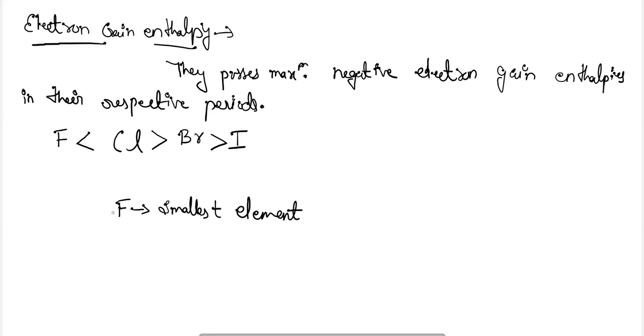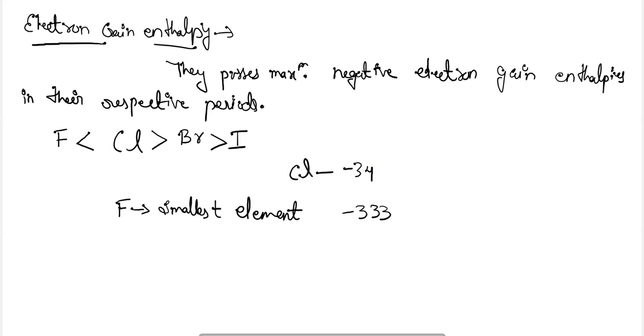Inter-electronic repulsion will be there within the 2p subshell of fluorine, and due to this the incoming electron does not feel as much attraction as in the chlorine atom. In chlorine it will easily enter the outermost shell, but in fluorine it feels some repulsion, and due to this it has a lower electron gain enthalpy, that is minus 333, while chlorine has minus 349, the highest electron gain enthalpy in the whole group.